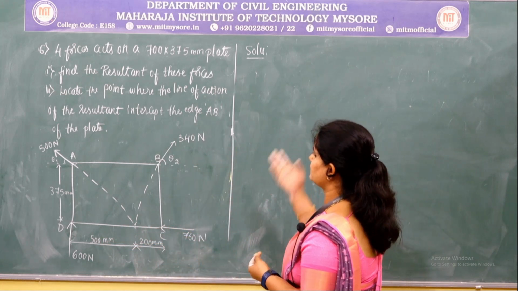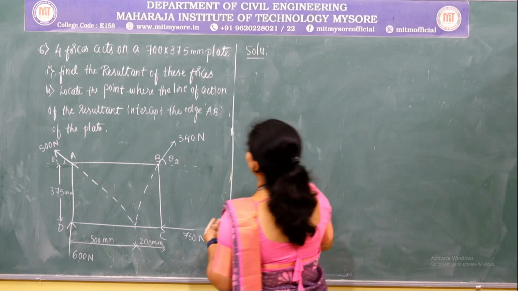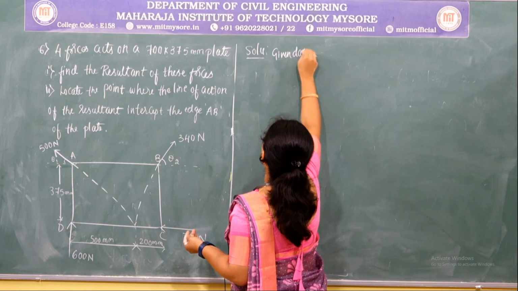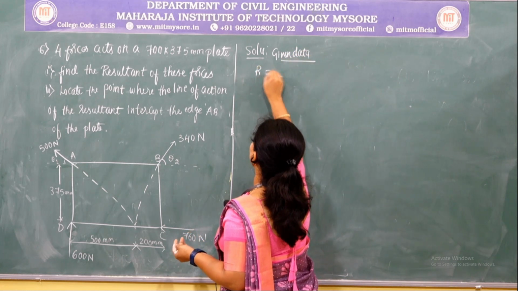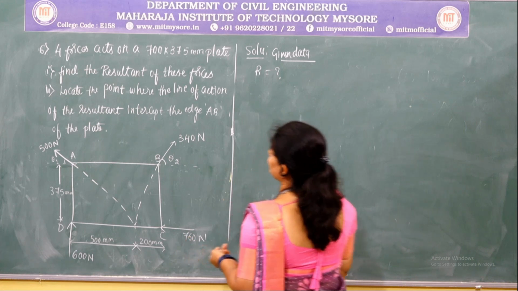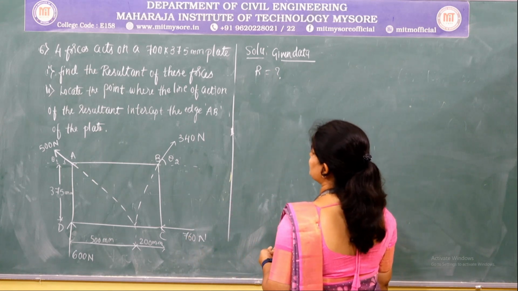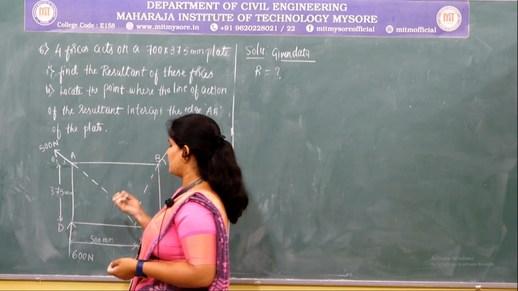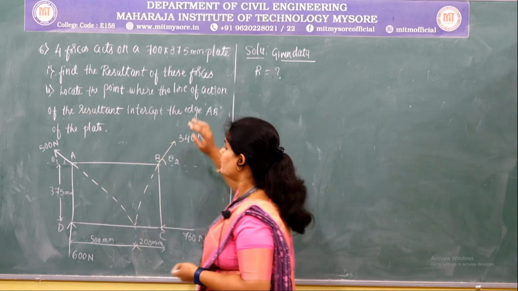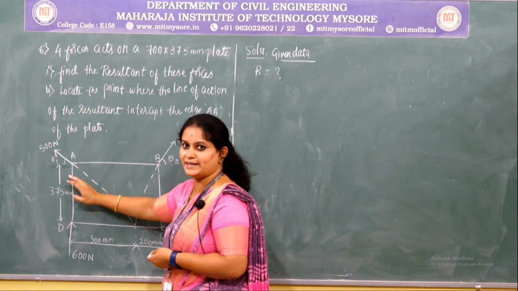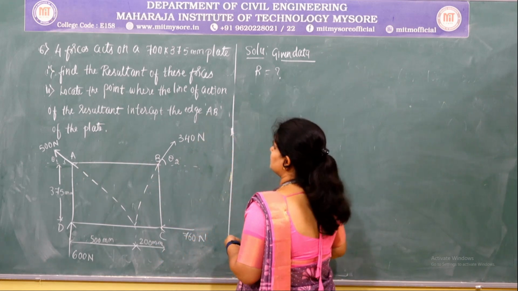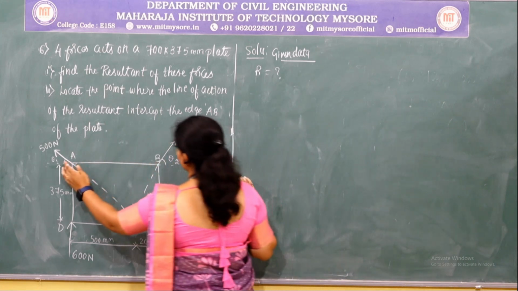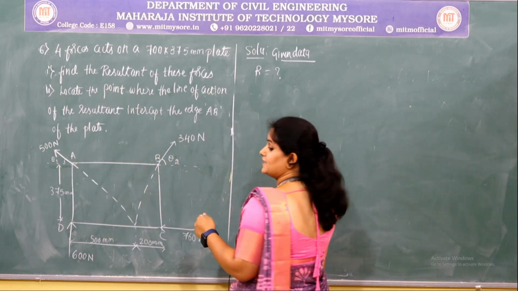So in the first question they asked you to find out the resultant of these forces, that is, we need to find out the value of R. Next, locate the point where the line of action of the resultant intercepts the edge AB. That means you should consider the moment of all these forces with respect to point A or B. In order to find out this, first we need to resolve these given inclined forces. So for that we need the inclination angle.